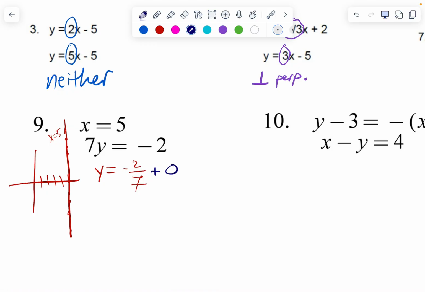You could think of it like this, plus 0x, right? Because it doesn't exist there. So what's the slope? There is no slope.